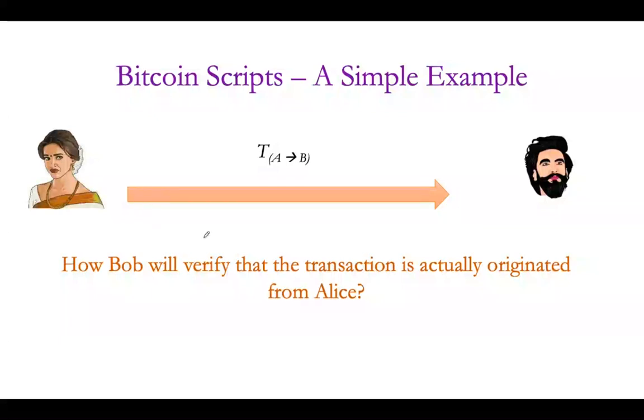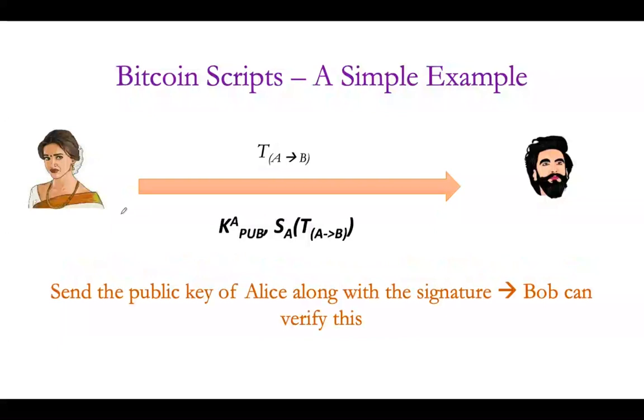So for that verification, if you recall the cryptographic primitives, Alice sends the public key of Alice along with the transaction. That transaction is signed by the private key of Alice, and along with that digital signature, Alice sends the public key. By using this public key, Bob can verify that this is from Alice, because that public key is a pair of the private key of Alice. So only Bob can verify that.